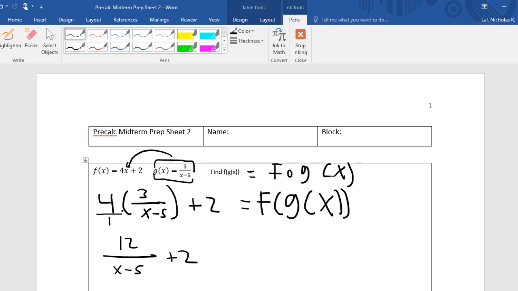Roger, can you please take your seat? All right, guys, we need to be less off task. The more off task we are, the less instruction we get. You need midterm prep sheet 1 and 2.